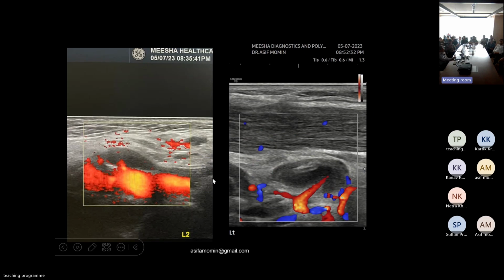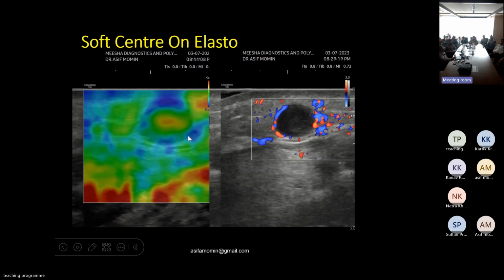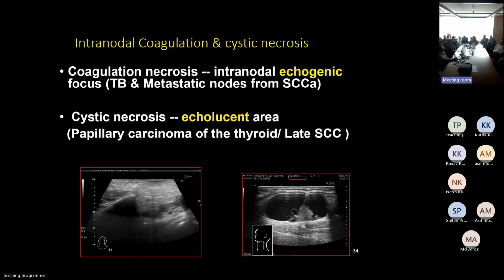So this is a node on various machines. It may look normal on one machine, but on another, better machine, it suddenly starts showing necrosis. One such tool to pick up necrosis is elastography, so we tend to add that. On elastography, when we see a bullseye sign, that means there is red, blue, green, with red in the center, which is softer. Then we know that this particular node, the elastogram shows this sign. So it is an abnormal node, and we understand it is a cystic node.